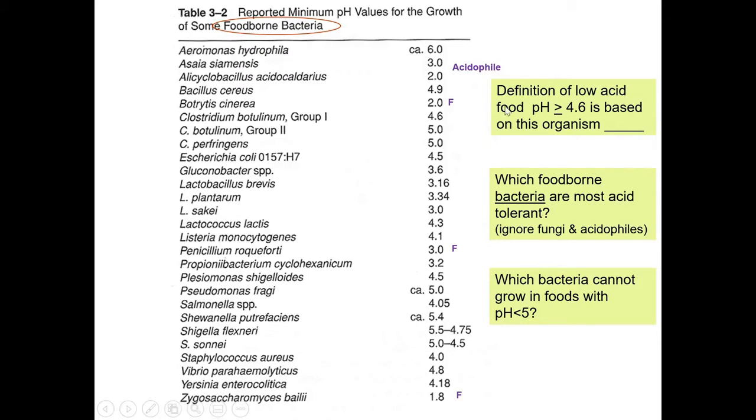So our definition for low acid food is a food, if it's below a pH of 4.6, then it can't grow Clostridium botulinum. Okay, so it's based off of Clostridium botulinum here, 4.6. I don't want to go over anything else on there too much. You can just kind of see different ones. The ones that are really low are acidophiles.